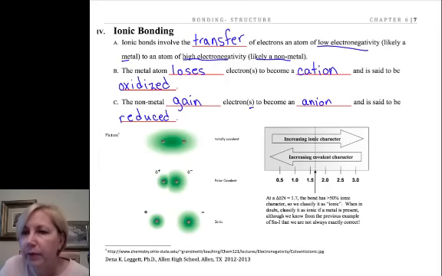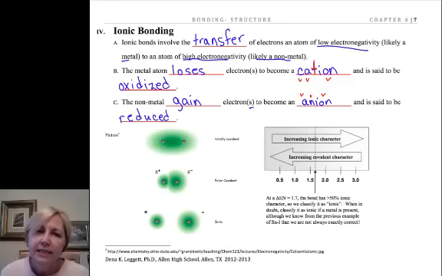Now, a way to remember this, I got this trick from Ms. Marusik: cation, ion, Ca, positive ion. And then the anion is a negative ion. So that might be a way for you to make sure you remember those two.